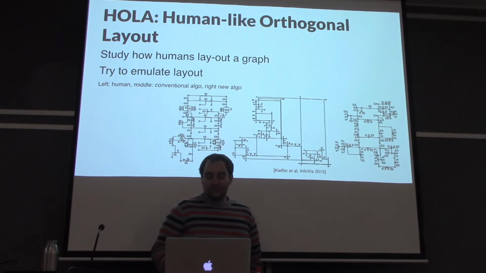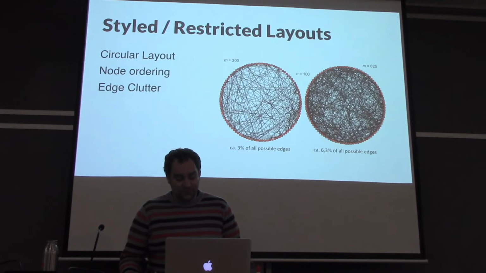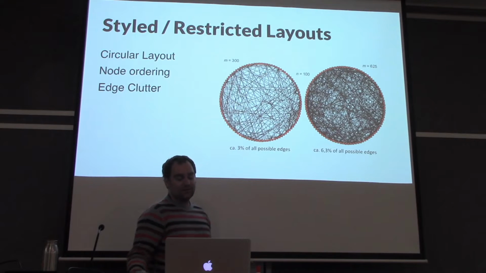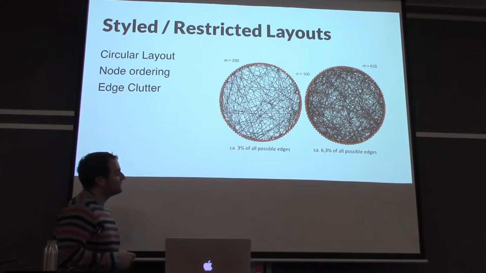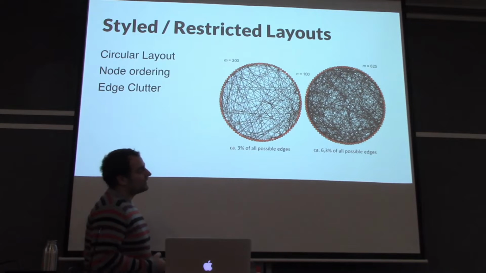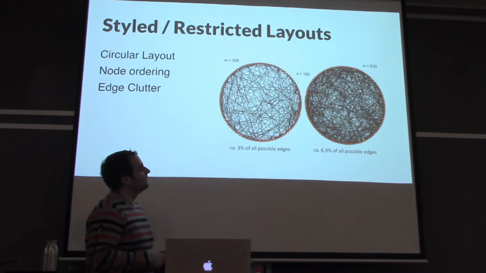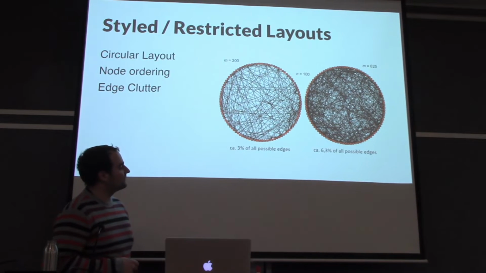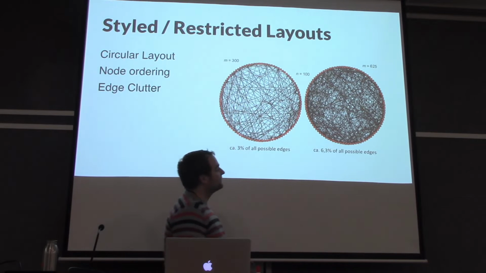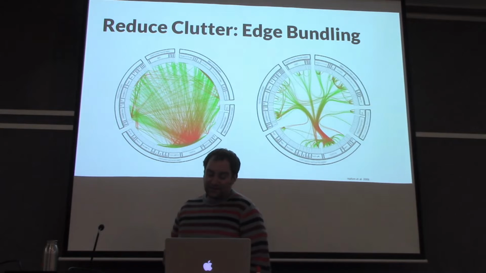This is an example of an improved layout, an orthogonal layout, which I showed you. Then we talked about restricted layouts in the circular layout example. You can see that this is pretty sensitive, as any graph visualization technique, to the connectedness of the graph. A completely connected graph is essentially just a black circle here. And this is what it looks like with 3% of edges, and here 6% of edges. I'll skip over this. And then we talked about edge bundling.